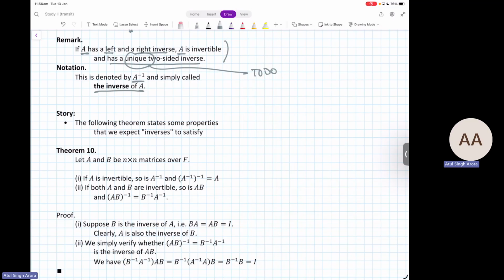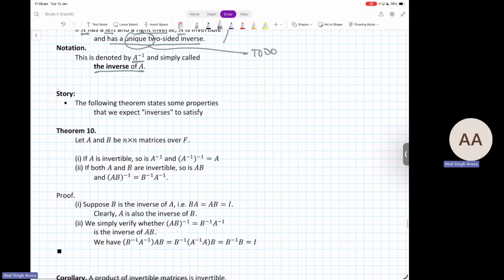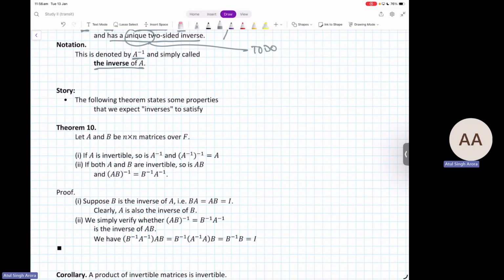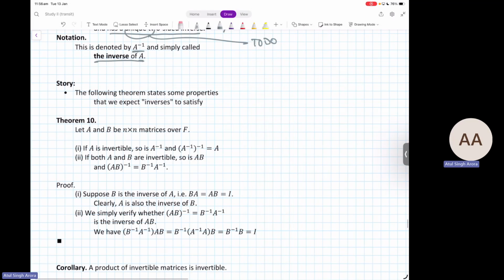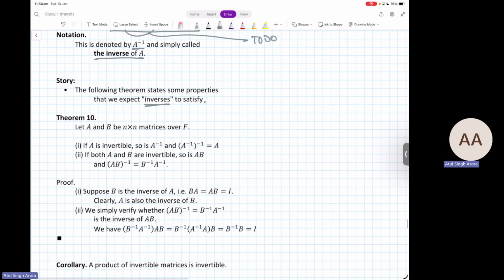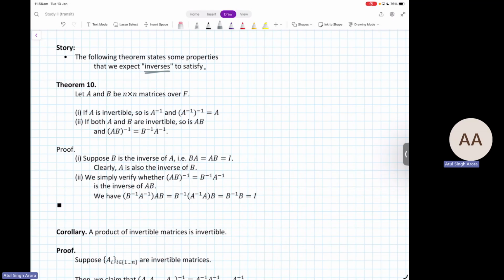Okay. So the story is the following. The following theorem is going to state some properties that we expect inverses to satisfy. So let's start with this theorem. Suppose A and B are n cross n matrices over some field capital F. Now, if A is invertible, it must be the case that A inverse is also invertible, and the inverse of A inverse is A itself.